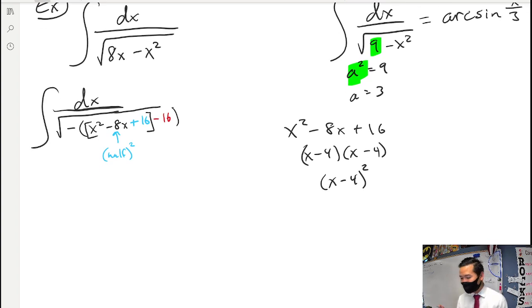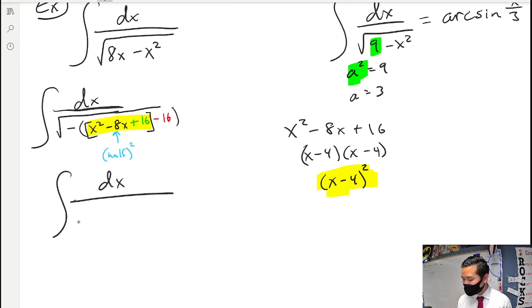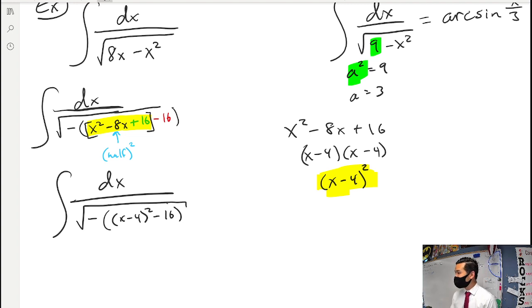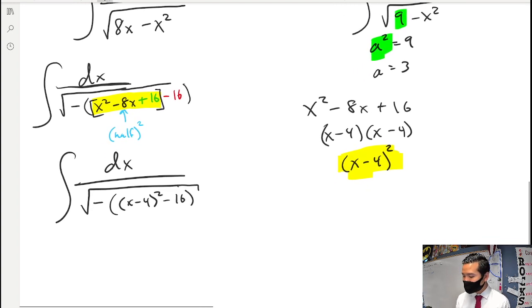Okay, I got it. So check this out. You ready? That means that this thing right here, I can write as this. So I'm going to have here dx over the square root of negative, parentheses, in here I'm going to have x minus 4 squared minus 16. You okay so far? Have I lost anybody? Be honest with me.